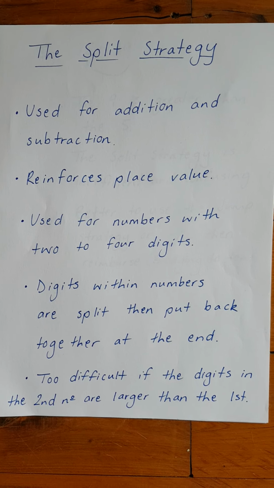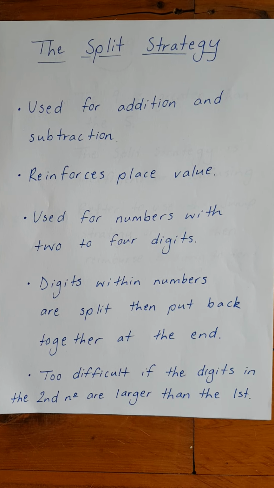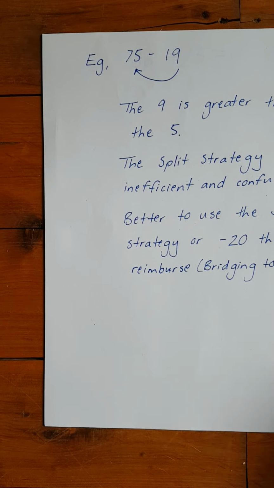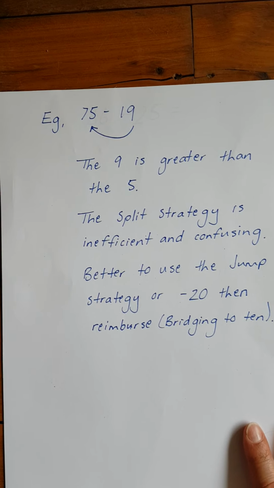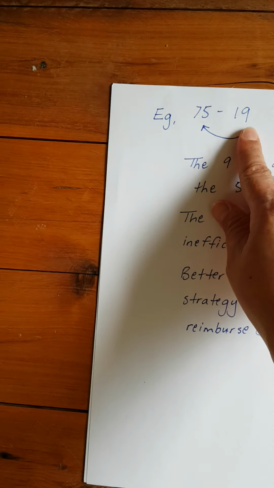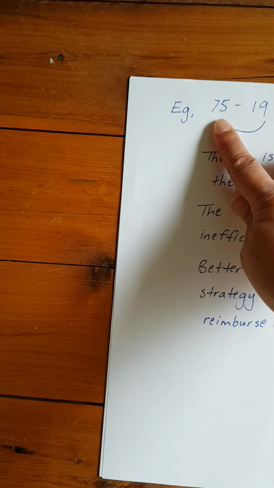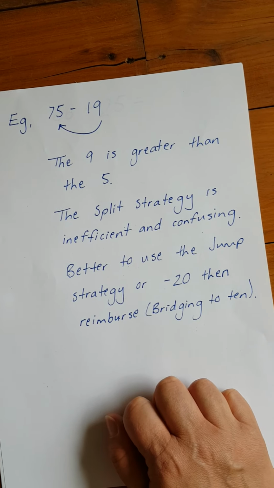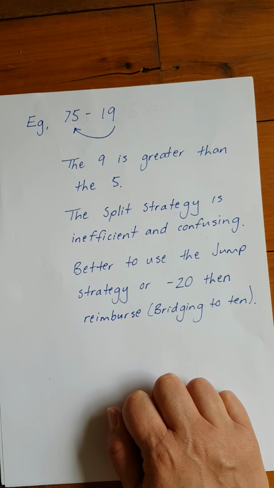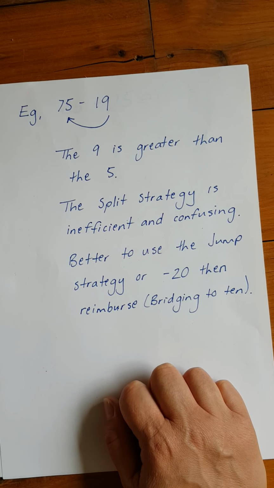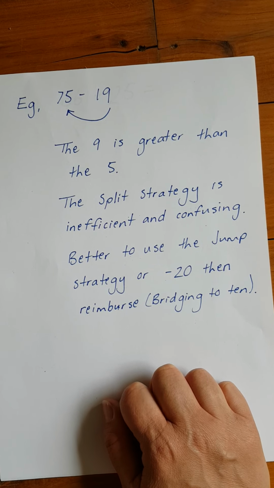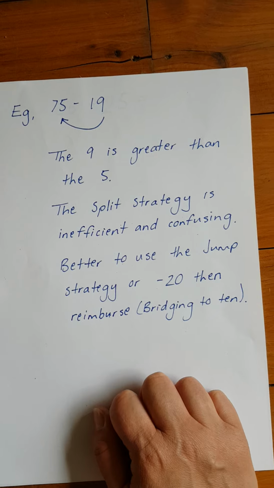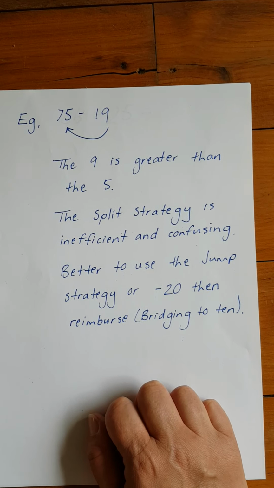It's too difficult to use if the digits in the second number are larger than the first, and I've got a little example for you. So 75 subtract 19, you can see here that the 9 is greater than the 5, and if you've got a subtraction like this, the split strategy is actually quite inefficient and confusing. You're better to use something like the jump strategy, or to take away 20 as one big chunk and then reimburse the 1, and that is also often called bridging to 10.